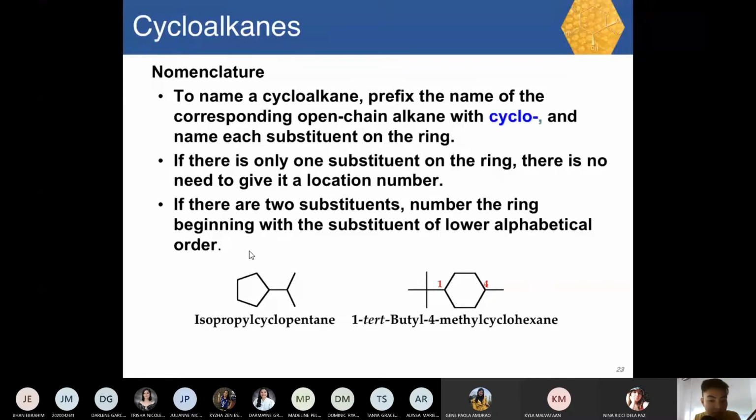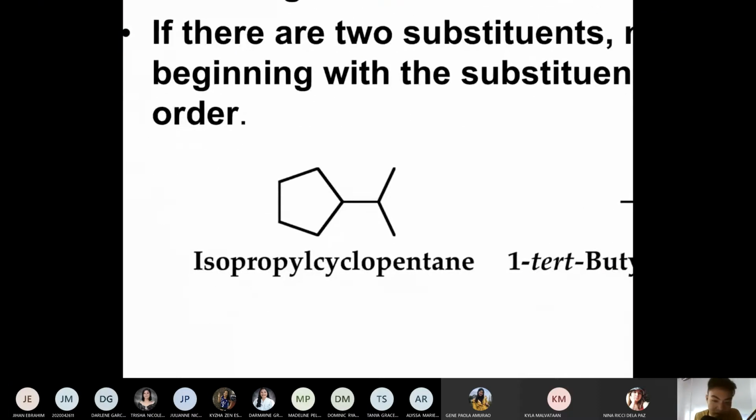So unlike alkanes na kailangan maglagay ka ng locant, for cyclic compounds, kapag isa lang yung substituent mo, not necessarily needed yung number or yung locant for your substituent. One example would be here, isopropyl cyclopentane. Paano naging ganyan yung name niya?